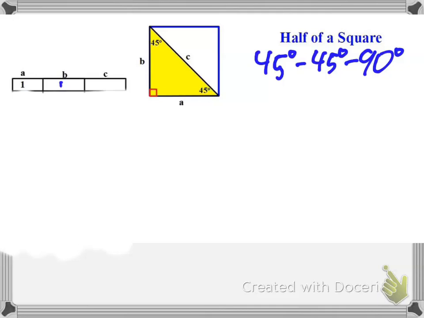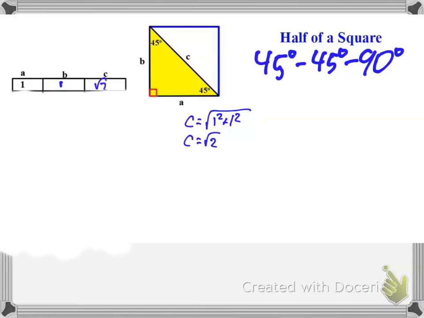Now, what about side C? Well, that's easy enough. We can do the Pythagorean theorem. We can figure that out. So C is going to equal the square root of 1 squared plus 1 squared, right? That's A squared plus B squared. So C equals the square root of 2. All right, so there it is, square root of 2.